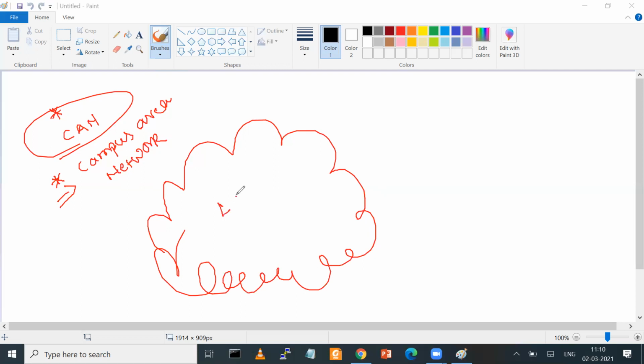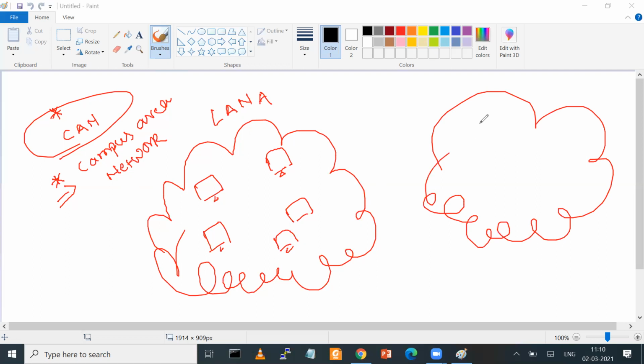So let's say this is my LAN 1. LAN having multiple machines, let's say 1, 2, 3, 4, 5. This is my LAN A. This is my LAN B. So guys, LAN is basically your local area network. And when we group multiple LANs together, जब हम ढेर सारे LANs को मिला देते हैं तो हमारा क्या बन जाता है? CAN, campus area network.